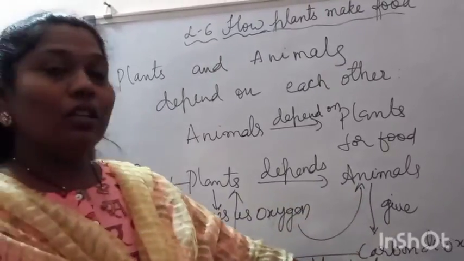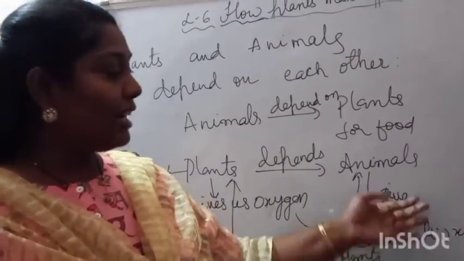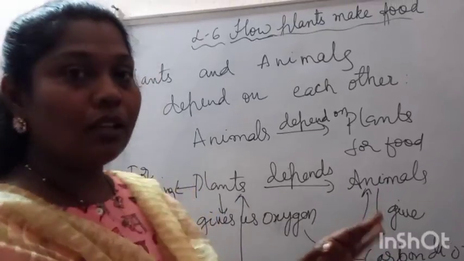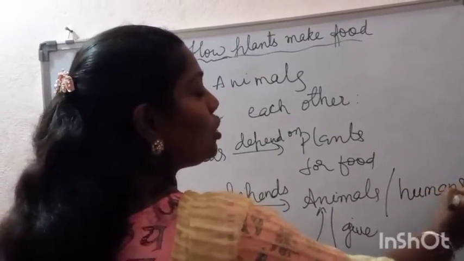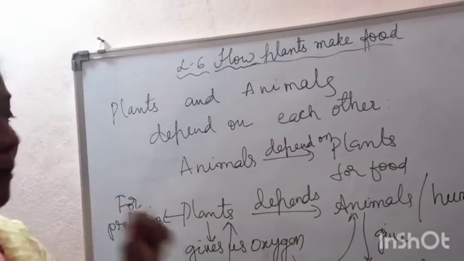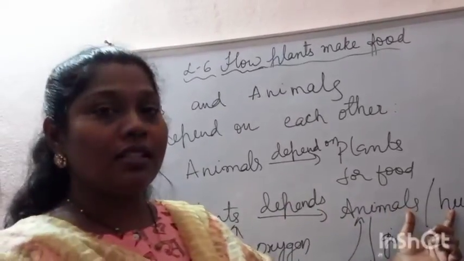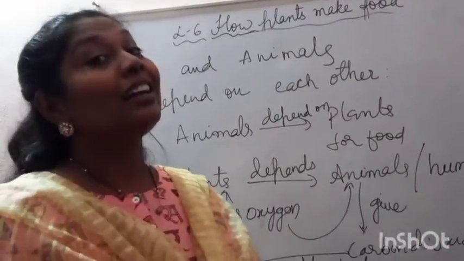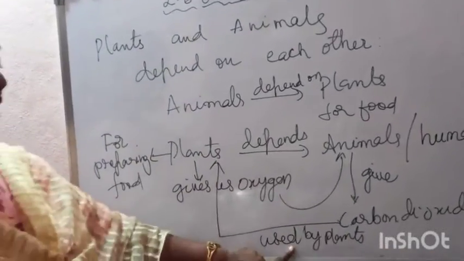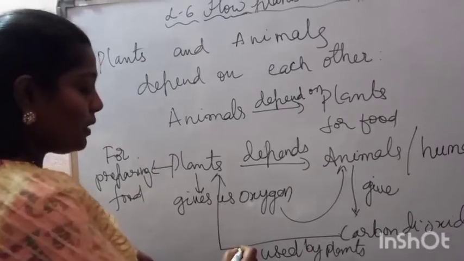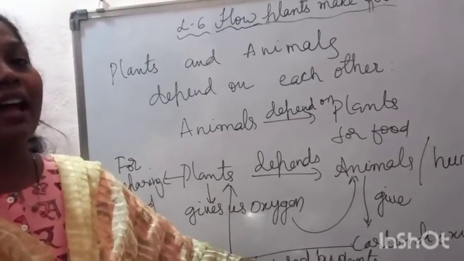Animals give out carbon dioxide. Here, animals means not only creatures, it includes humans also. Okay. Animals or humans, they give out carbon dioxide, and this carbon dioxide is used by plants.